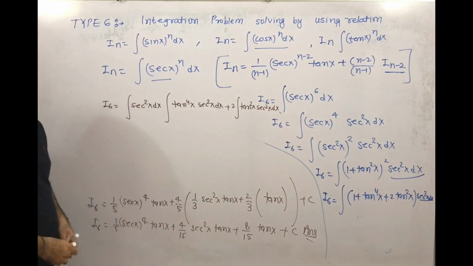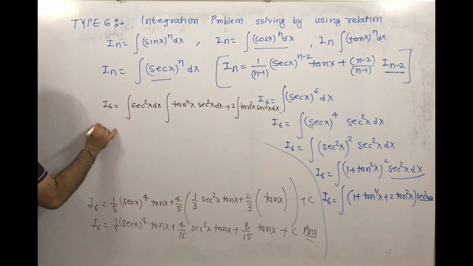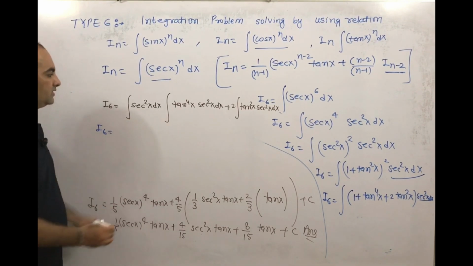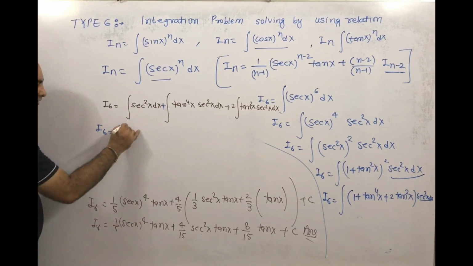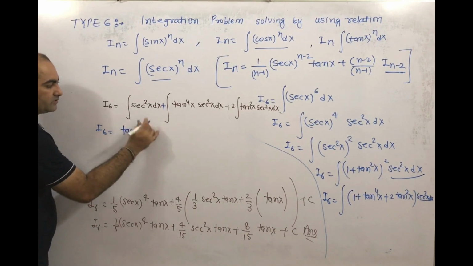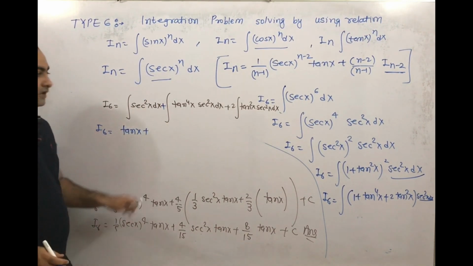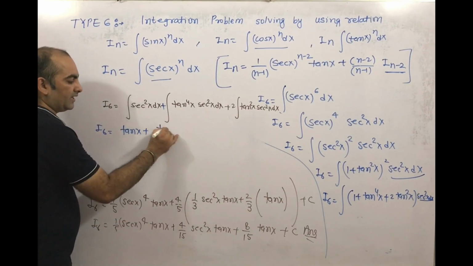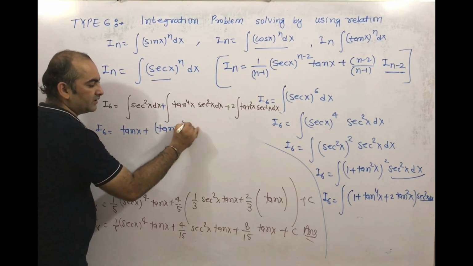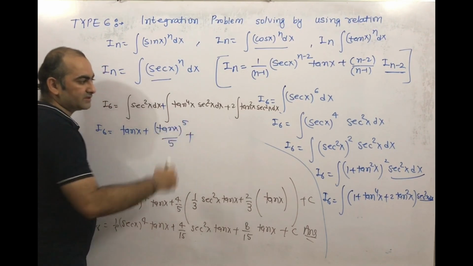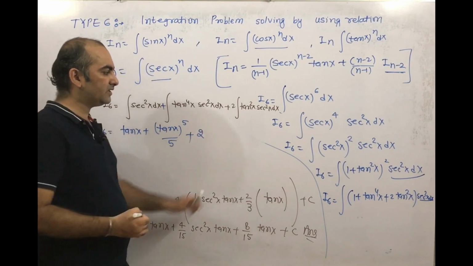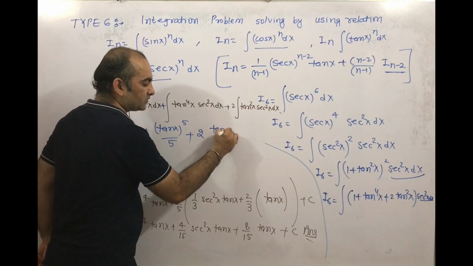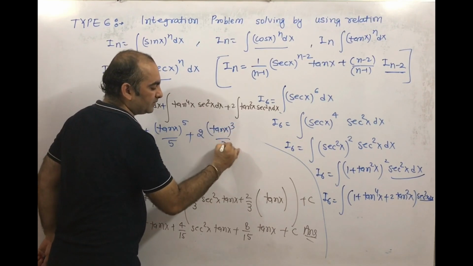Now I6 equals integration of secant square x dx, which is tan x. Now here tan x is t, then secant square x dx is dt. So this will come as tan x to the power 5 divided by 5, plus 2 times, here also tan x is t and secant square x dx is dt, so tan x to the power 3 divided by 3, plus c.